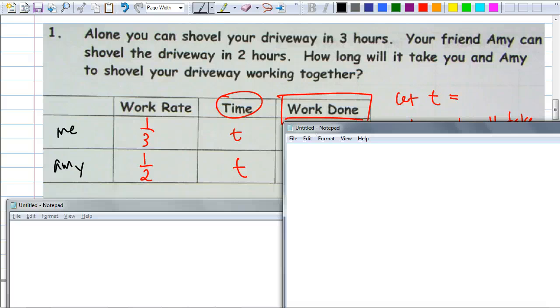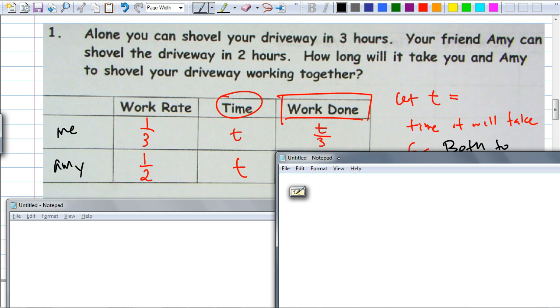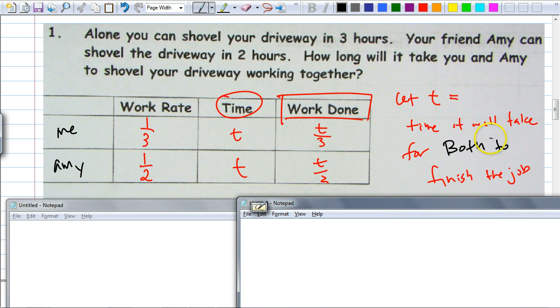Now, how much work have I done if I work T hours? You multiply work rate times time, so it would simply be T over 3. And the other is T over 2. And here, let T be the time it will take both to finish the job, right? This is important. Does this make sense? And then, if it really does make sense, what will your equation be?